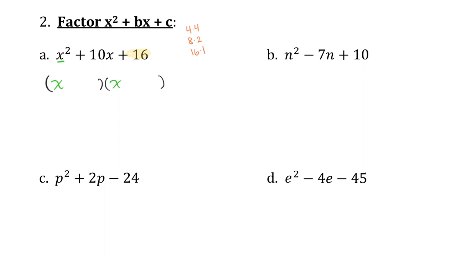All of these are my possible constants to go here and here. The one that is correct is the one that adds up to positive 10. So 4 plus 4 is 8. 8 plus 2 is 10. 16 plus 1 is 17. So this must have been positive 8 and positive 2. And if you do an x on the side, that's fine.